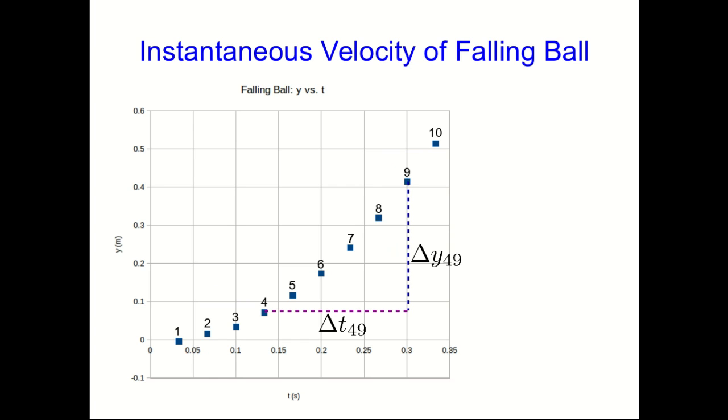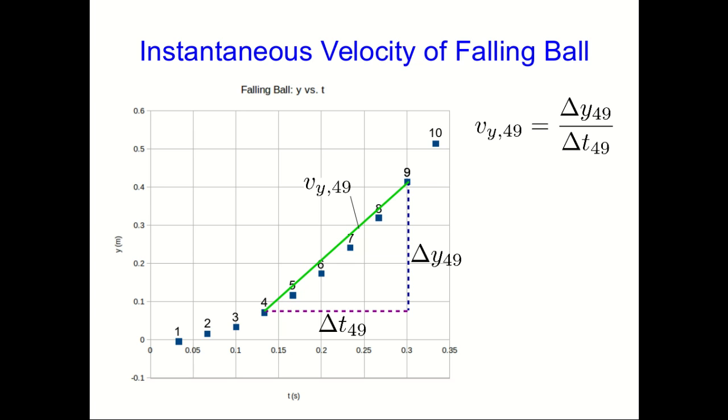Well, we can interpret our average y component of velocity calculation by thinking of this slope. So our Vy49, which is our average velocity from t4 to t9, is the slope of that green line there. Now what we would really like is something that represents the slope at t4.